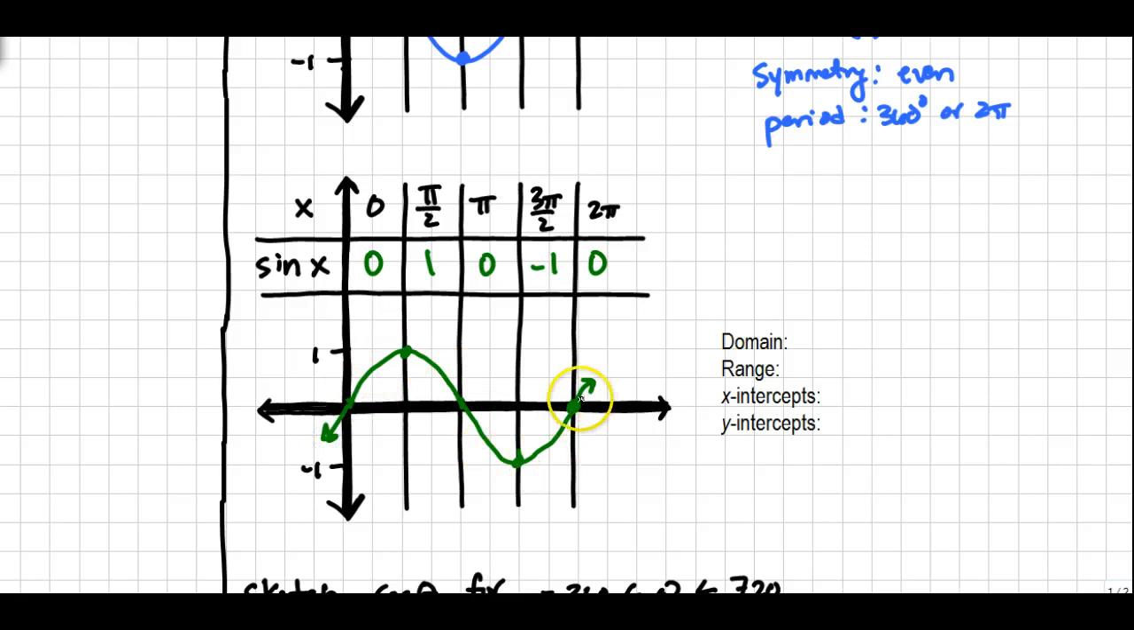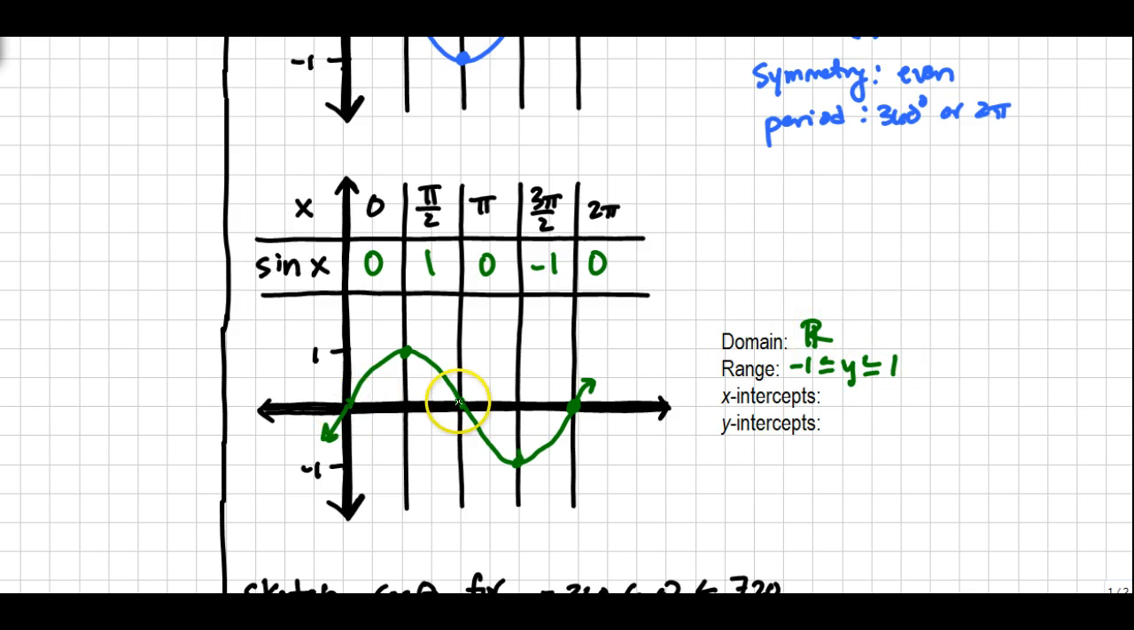So this is where the original wave shape got its name as the sine wave. It looks like a wave. It comes up, comes down, and then comes back up to its original spot. The domain and the range for the sine are the same as for cosine. So it goes from -1 to 1 for the range, and it has a domain of all reals.